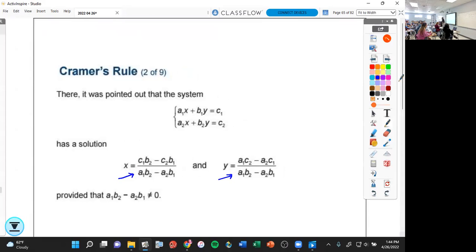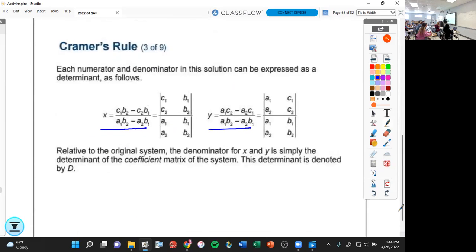Now, if I want to solve for X, first of all, I want the coefficient matrix in the bottom. In the top, where did A1 and A2 go? Well, they're on the bottom on both of them. But in the top, what replaced A1 and A2? C1 and C2. What are C1 and C2? They were the solutions. So to solve for X, we replaced the X column with the solutions. We left the Y column alone. The bottom is simply the coefficient matrix.